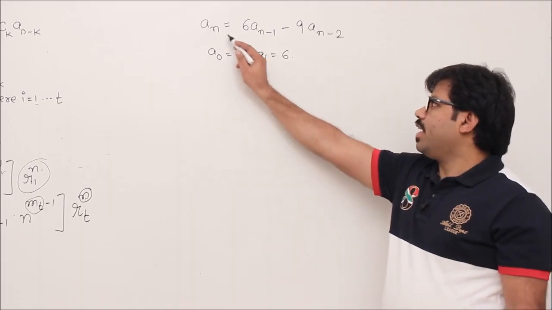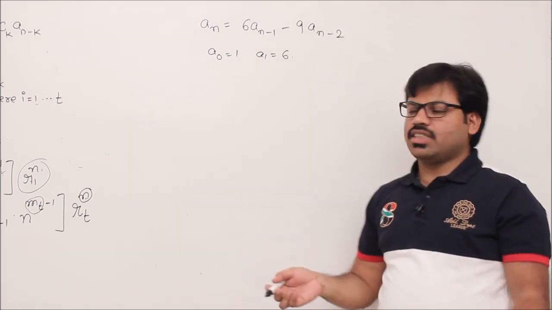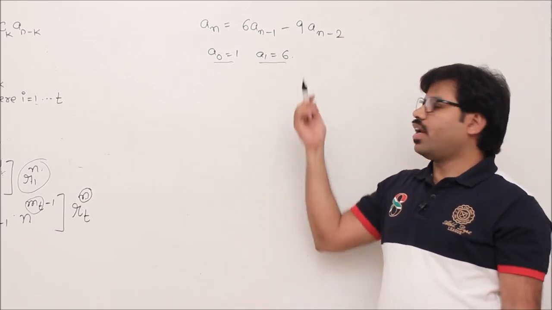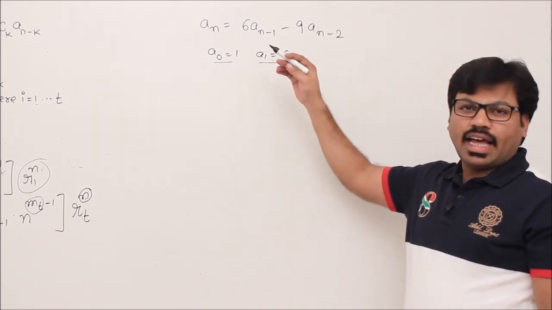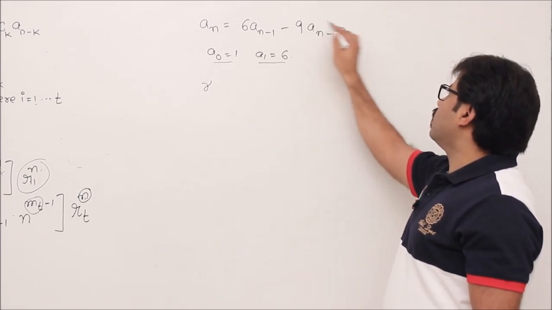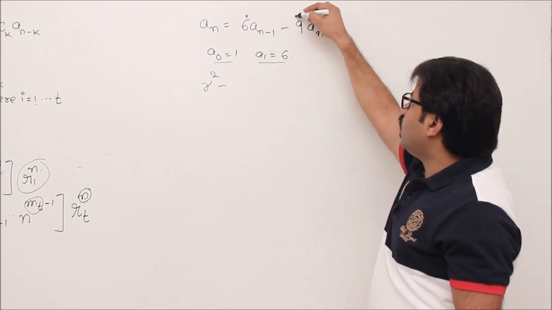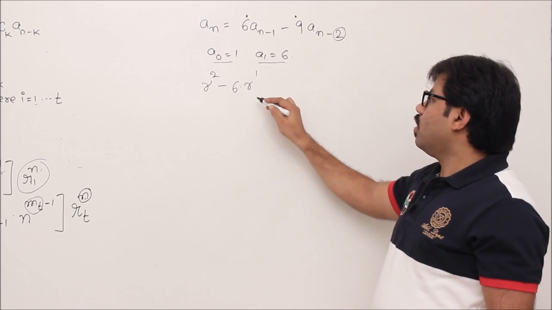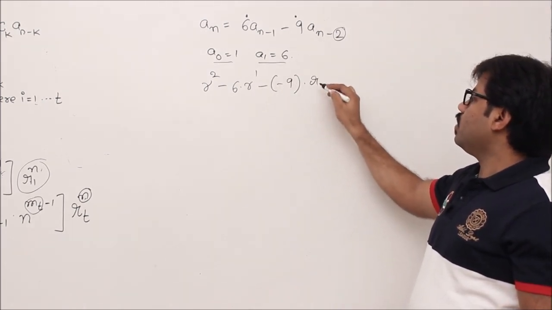So the equation is a n equal to 6 a n minus 1 minus 9 a n minus 2, which is a linear homogeneous equation with initial terms a0 and a1, which are 1 and 6. We have to find the solution for this one. First we'll begin with the characteristic equation. The characteristic equation is r power k, k is 2, r square minus c1, c1 is 6, c2 is minus 9. So c1 is 6 into r power 1, minus the second one, minus 9 into r power 0, right?